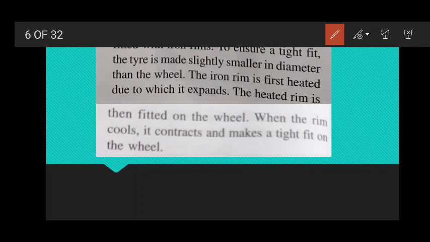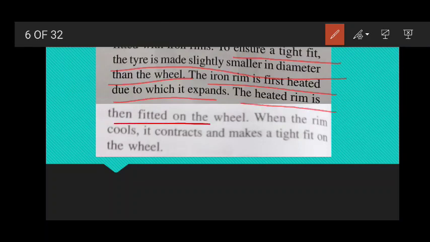Okay, now next is, the wooden wheels of a bullock cart are fitted with iron rims. Why? To ensure a tight fit. The tire is made slightly smaller in diameter than the wheel. For this, the iron rim is first heated, due to which the iron rim expands. The heated rim is then fitted on the wheel. When the rim cools, it contracts and makes a tight fit on the wheel. Clear?